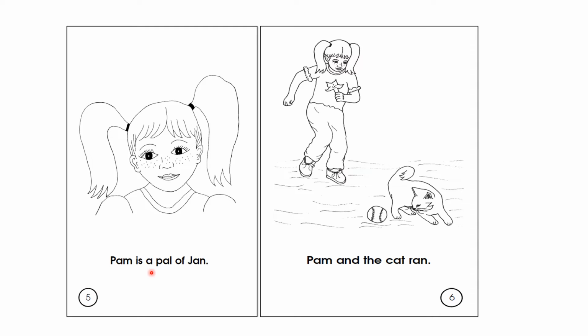Pam is a pal, pal of Jan. So here's the next character, Pam. And pal means a friend. Pam and the cat ran. So here's page 6, Pam and the cat ran.